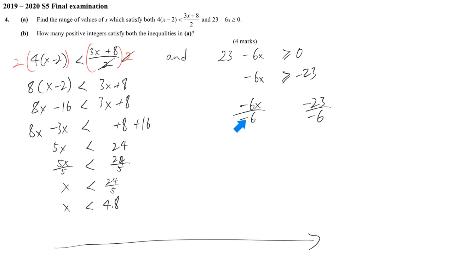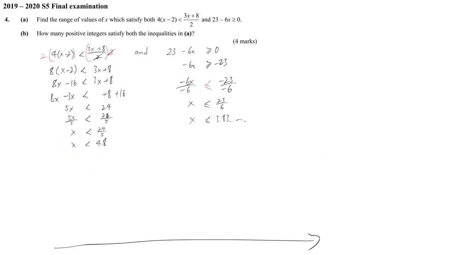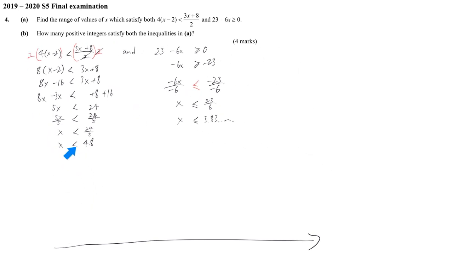But because we divide both sides by a negative value, we need to change the direction. Old school example again: 1 is smaller than 3, but when negative 1 and negative 3 are compared, negative 1 is larger. That's why we have to change the direction. x is smaller than 23 over 6. That means x is smaller than 3.83 something something something. So our intermediate conclusion is x smaller than 4.8. At the same time, x needs to be smaller or equal to 3.83.